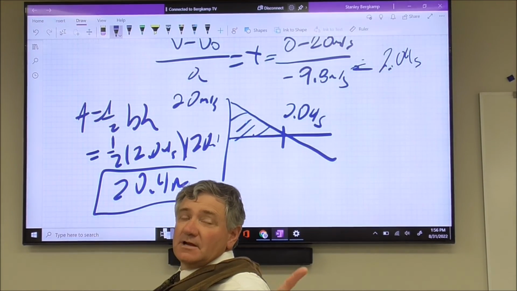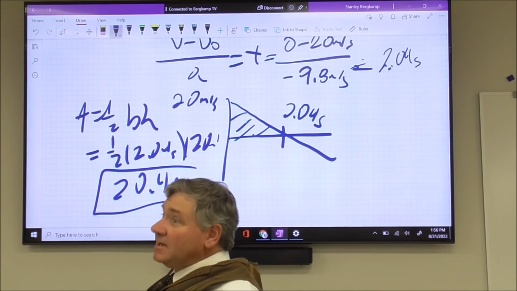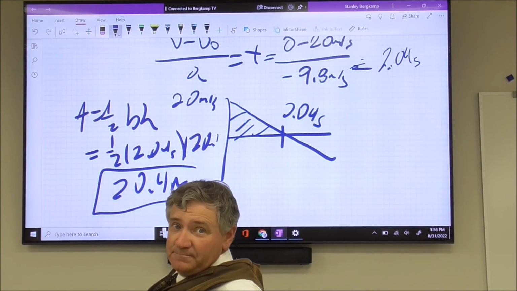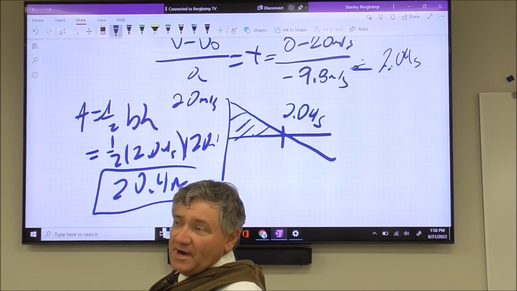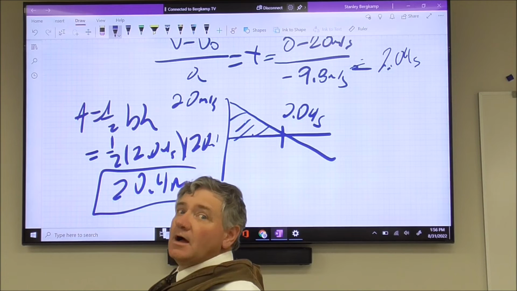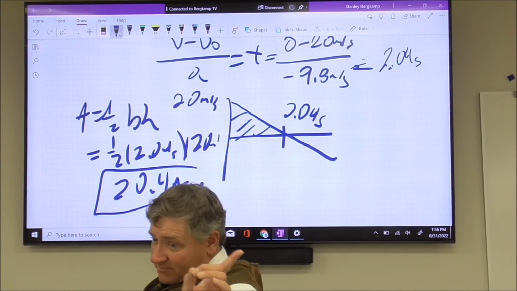Oh, you're using derived values. I'm using my time. If my time is wrong, that's wrong. So is there a way to find that maximum height without using time? That equation. That's what I would recommend.